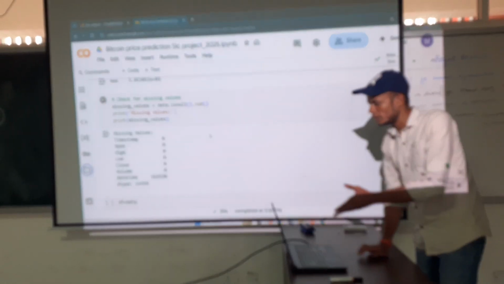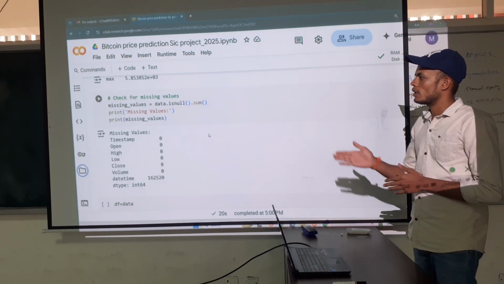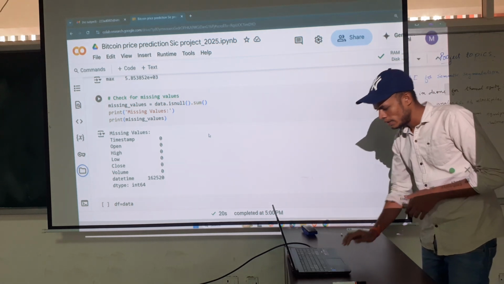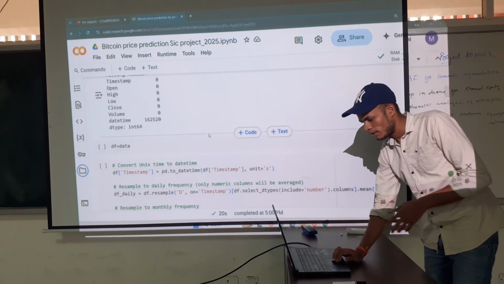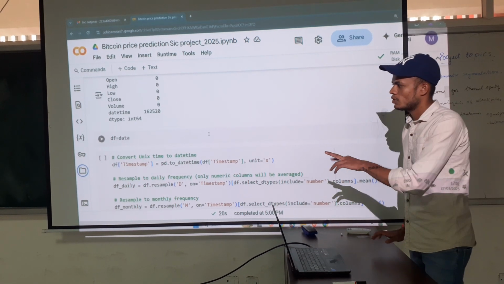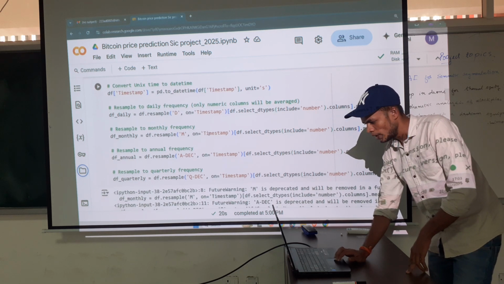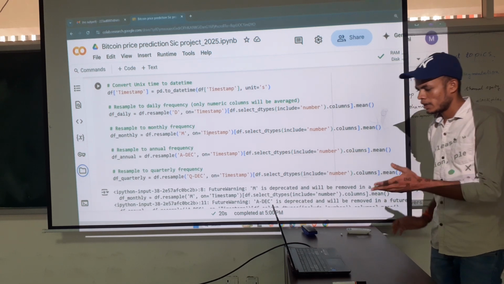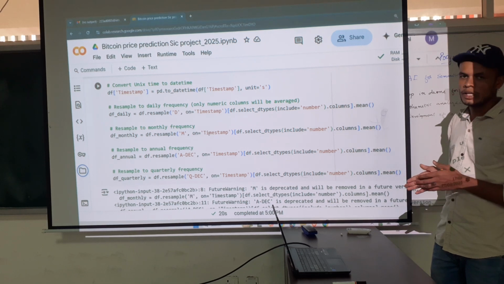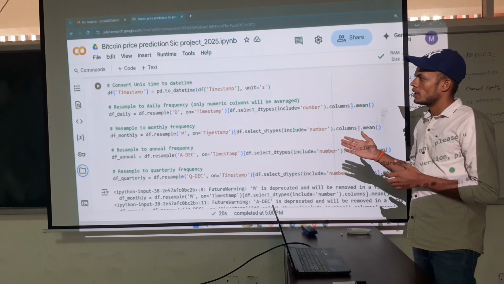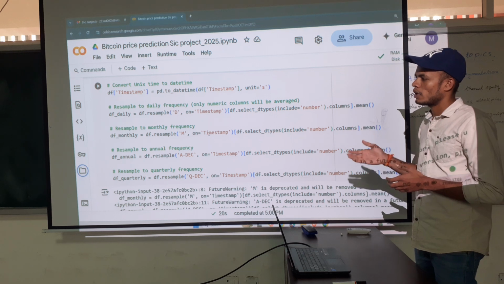This code is to check for null values in the dataset, and I have changed the variable df to data. In the dataset we have Unix time, so we are converting that Unix time into date time for our readability.